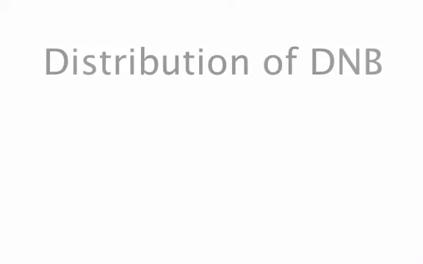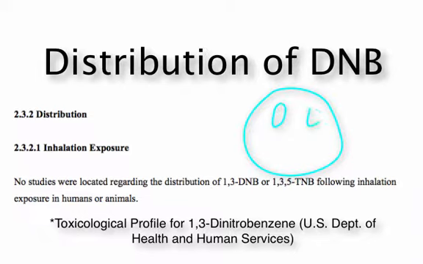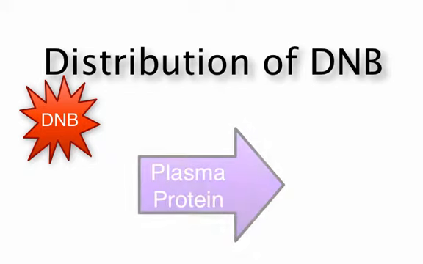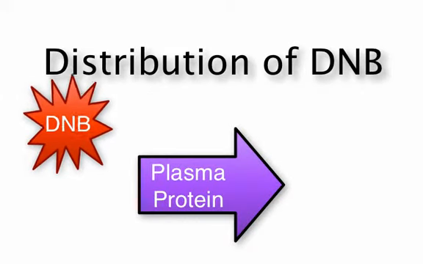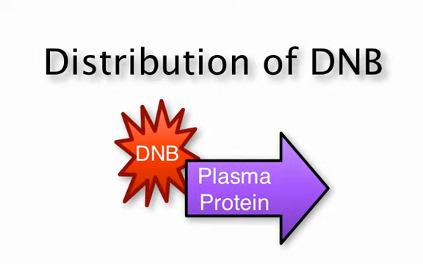When examining the distribution of dinitrobenzene, it is important to note that there is little experimental evidence outlining distribution following inhalation exposure in humans and animals. However, numerous indicators provide information about the distribution of DNB. It is well known that DNB interacts with the testes in mammals, so we know it gets to the testes somehow. Since DNB is hydrophobic and not very soluble in blood plasma, it is likely transported by plasma proteins which circulate the toxin throughout systemic circulation.